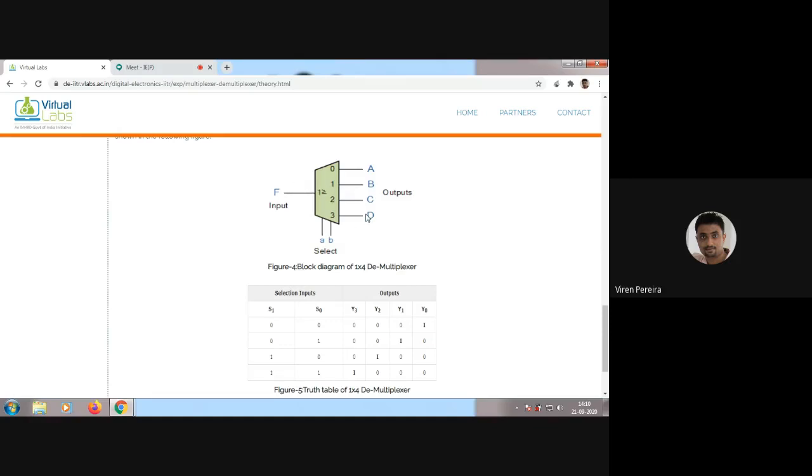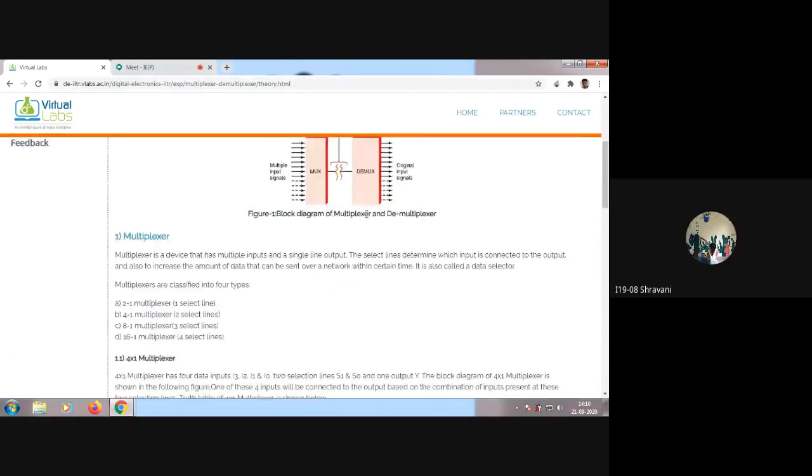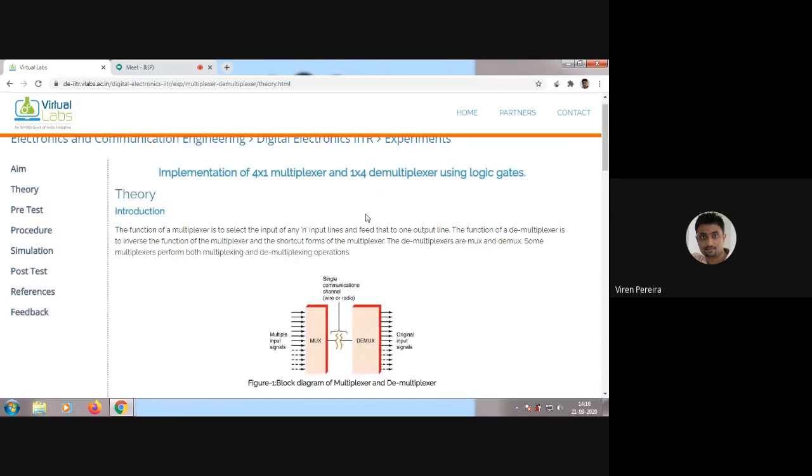Till here you understood what is a multiplexer and demultiplexer? Yes, sir. This is a diagram of a multiplexer and demultiplexer merged together. So you have multiple input signals and original input signals. This is how we merge them together.